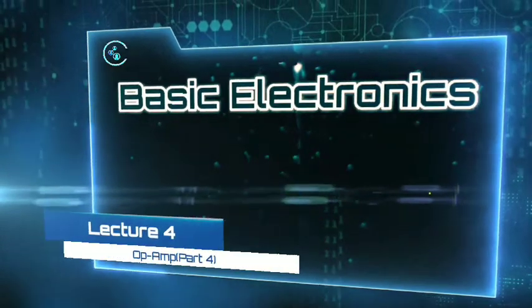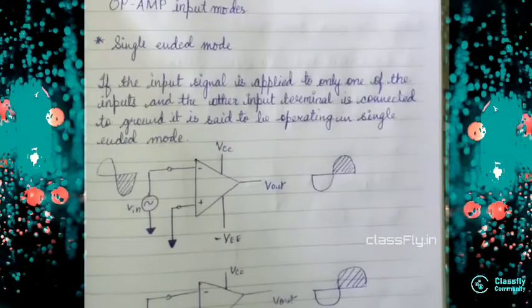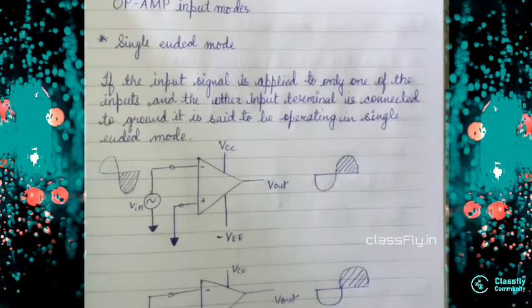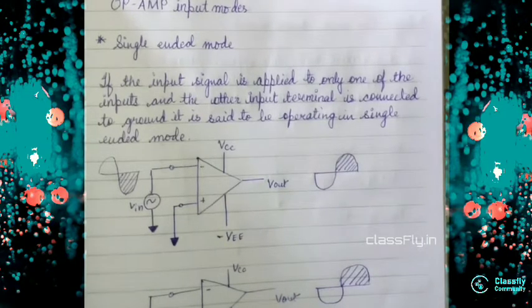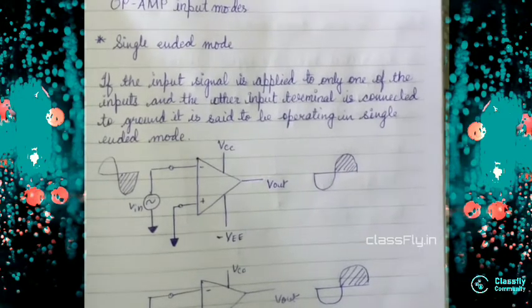Today, lecture 4 of Basic Electronics is part 4 of op-amp, that is operational amplifier. Welcome back. I hope all of you have completed till part 3 of our operational amplifiers. So now we should know about what are the input modes of op-amp, that is the operational amplifier.